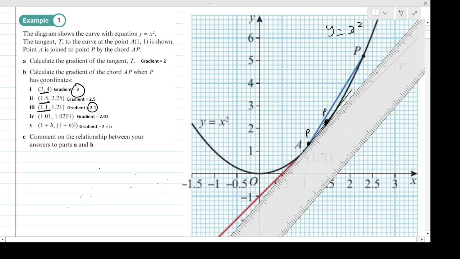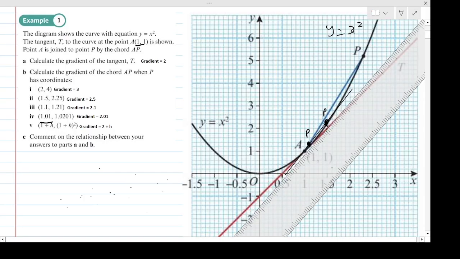What's interesting is the gradient of the tangent is 2. So it seems like as I move my point P closer to A, the gradient starts to resemble the tangent at 2. I need to get to 2. Then if I move it even closer, say x is 1.01, remember A is just 1.